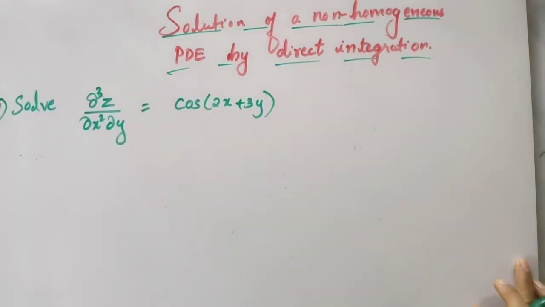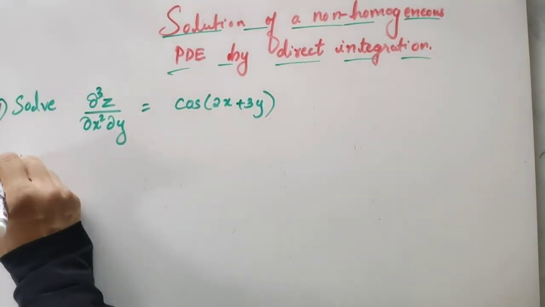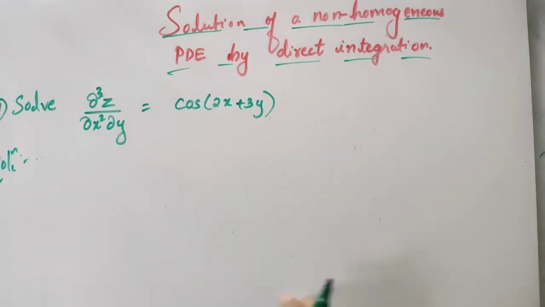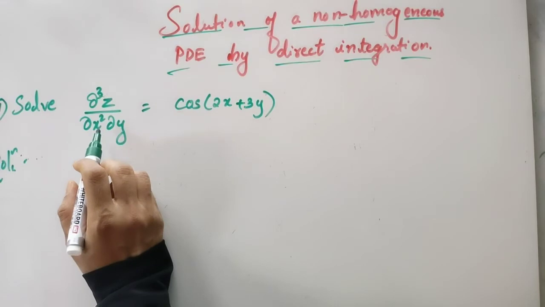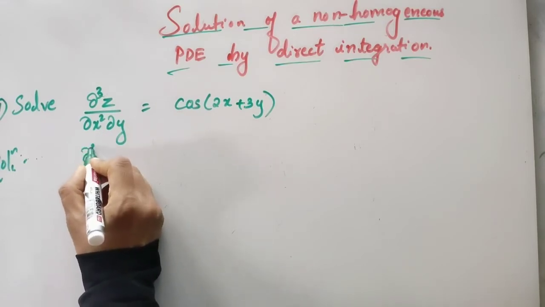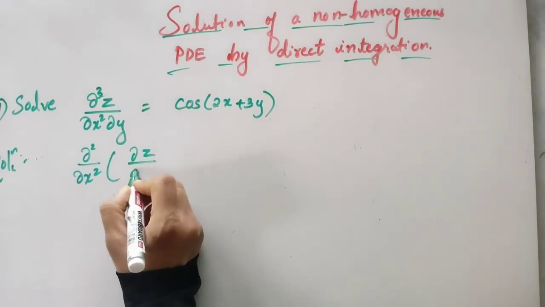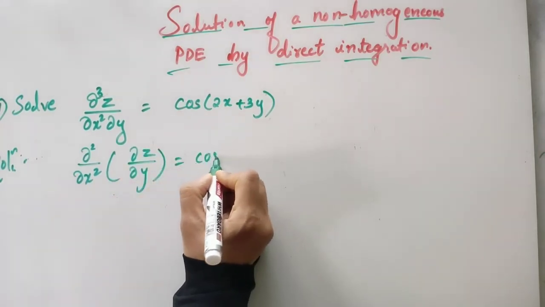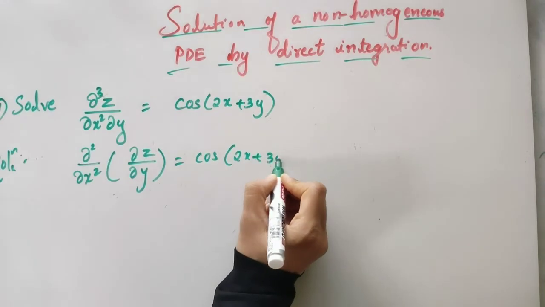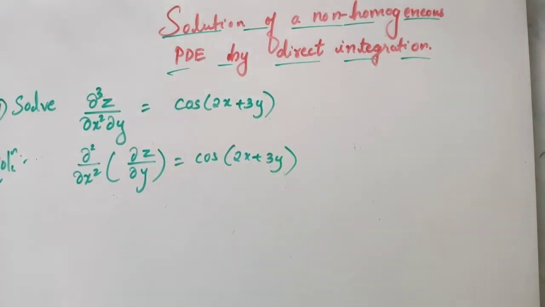Now let's solve this problem. Dou cube z by dou x square dou y is equal to cos of 2x plus 3y. Let's see how to solve this by direct integration. All of you please listen to me carefully, later you can solve the rest of the problems with me. See here, what is dou cube z by dou x square dou y? It is nothing but dou square by dou x square of dou z by dou y is equal to cos of 2x plus 3y. I'll just split it and write it for you.